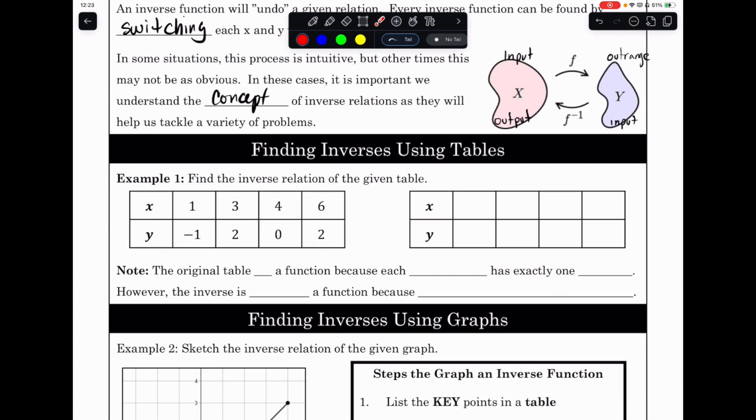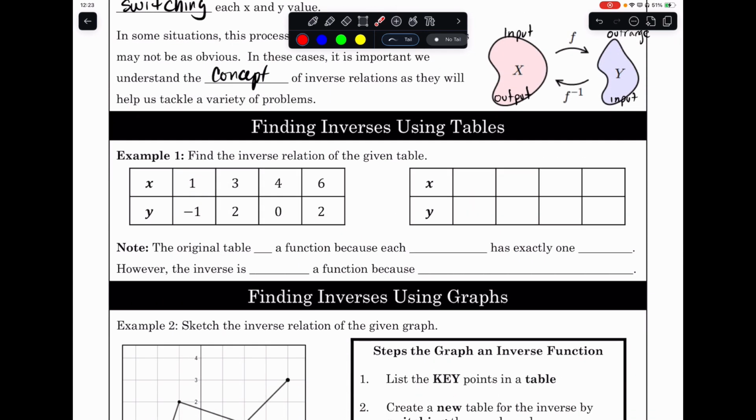So for example, let's look at example 1. Let's find the inverse to the relation of the given table. So here we have a relation. And first of all, notice that this relation is, in fact, a function. So note the original table right here on the left is a function because each x value has only one y value. In other words, from algebra 1, none of the x's repeat. So since none of these x's repeat, this relation is a function. So we have a function f of x. So I'm going to call y, f of x.